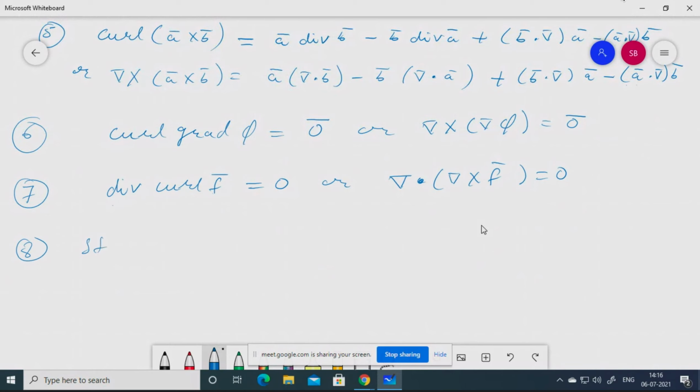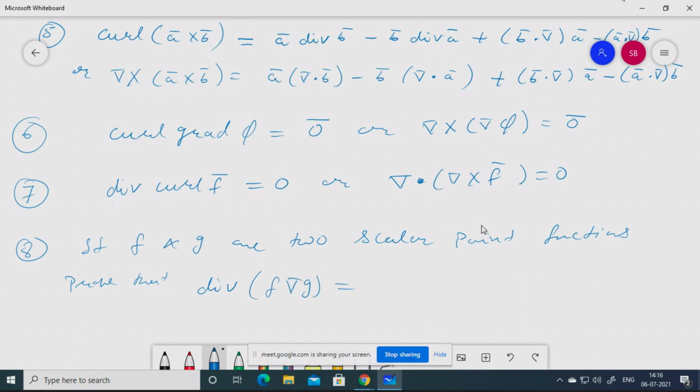Okay, next one. If f and g are, no bar on them, so obviously they will be scalar point functions, two scalar point functions, then prove that divergence of f del g is equal to f del square g plus del f dot del g.